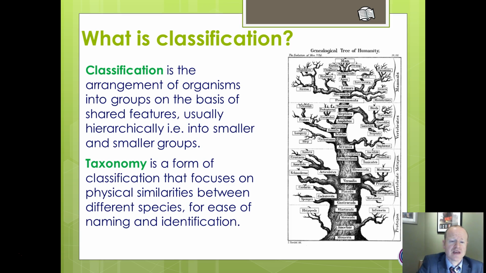And taxonomy is a type of classifying that focuses particularly on the physical similarities that you can see, because often that's what you get to do out in the field. If you're out in a particular area looking at something, you're basing it on appearances. You can't necessarily do chemical and genetic tests to tell whether something is closely related or not.